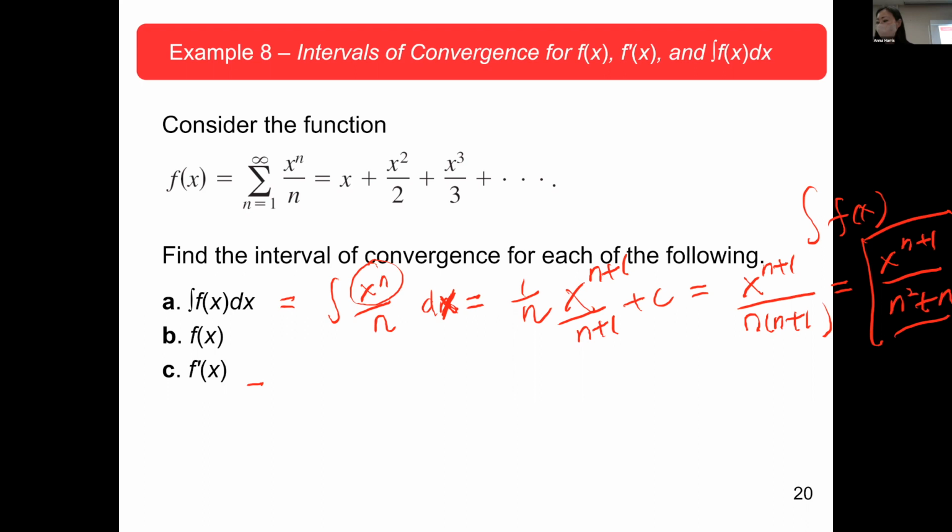How would you find the f prime? F prime will be just like that. So 1 over n, I don't have to do anything. So it'll be n times x to the n minus 1. What do you get now? You just have x to the n minus 1. All right. So in other words, what can you say?